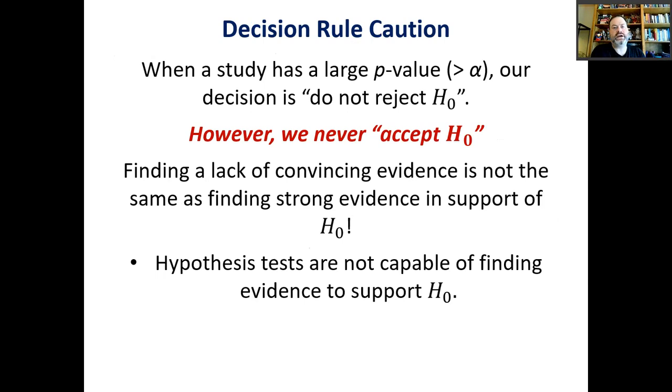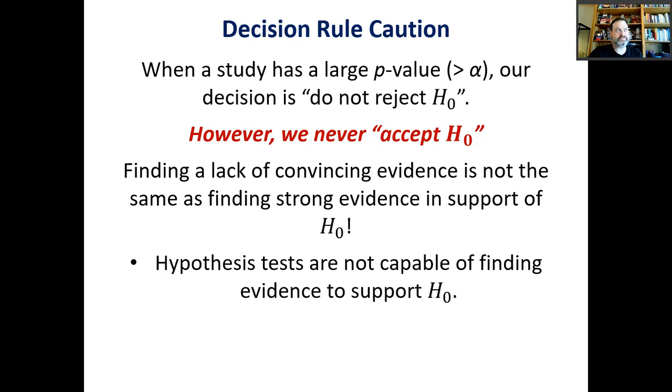All right, almost done. So here's a mistake that a lot of students make. We just have to be careful. When a study has a large p-value, our decision is do not reject the null hypothesis. However, we never accept the null hypothesis. Finding a lack of convincing evidence is not the same as finding strong evidence in support of the null hypothesis. Hypothesis tests are not capable of finding evidence to support the null hypothesis.